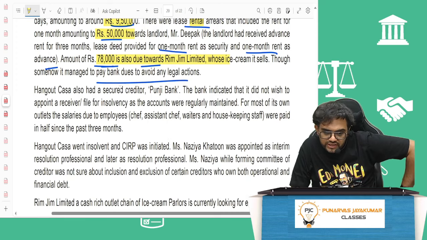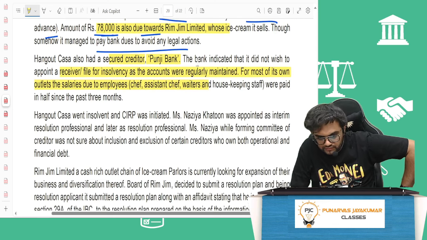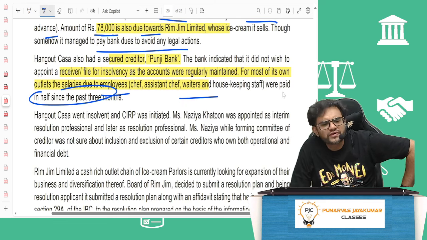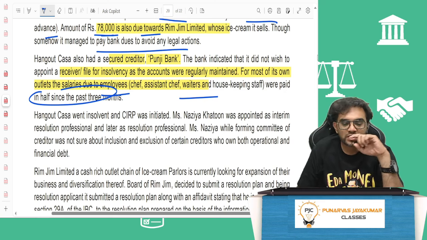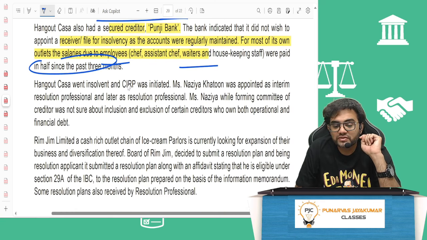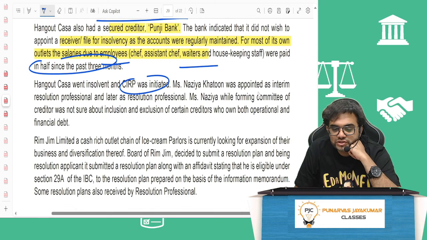See, they also had a secured creditor, Punji Bank. Punjab National Bank sister, Punji Bank. Now, the bank indicated that it did not wish to appoint a receiver, filed for insolvency. Employees, chef, etc. were paid half since the past 3 months. Were insolvent and CIRP was initiated, Corporate Insolvency Resolution Process. Ms. Nazia Khatun was appointed as IRP and later as RP also.